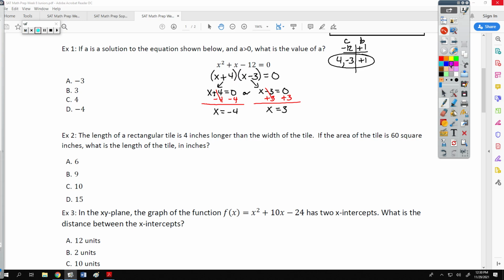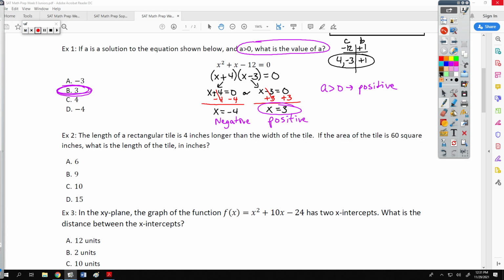Now the key here is the question, okay? A is greater than 0, what is the value of A? Well, A is greater than 0 means it is positive. So if we look at our answers, we have a positive and a negative answer. And this says that A is the positive solution. So the positive solution would be 3, meaning that A is 3.